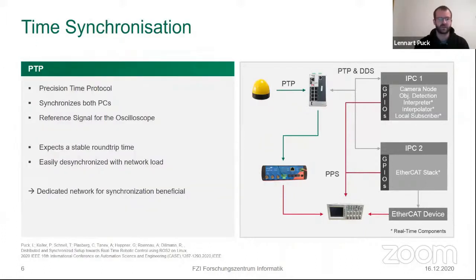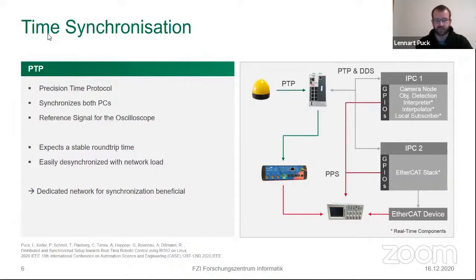First of all, regarding time synchronization, as already mentioned, we use the Precision Time Protocol to synchronize both PCs and have the reference signal from the oscilloscope. We expect a stable round-trip time, since by design PTP is easily desynchronized by network load, which we evaluated later on. You can see that once we have incoming network load, the timing will be off and the synchronization will suffer. Therefore, it might be beneficial to have a dedicated network for the synchronization. This part of the study is already published.